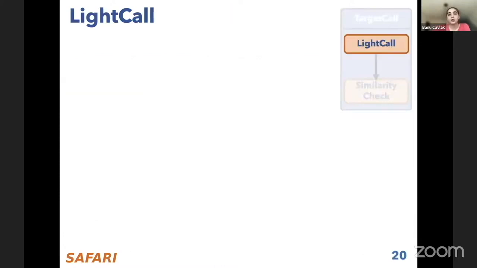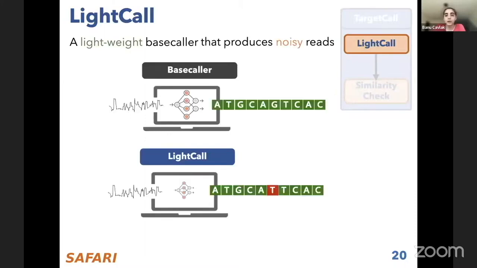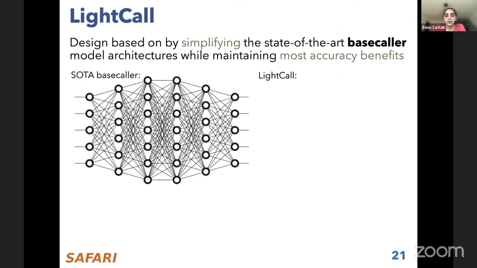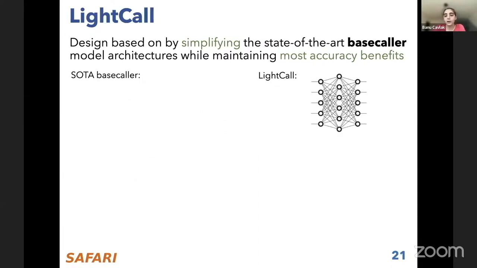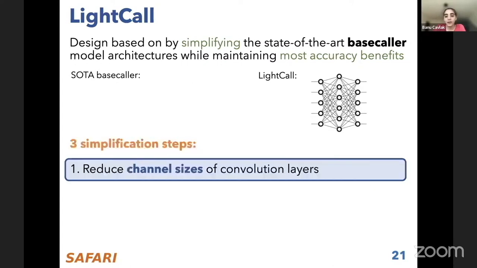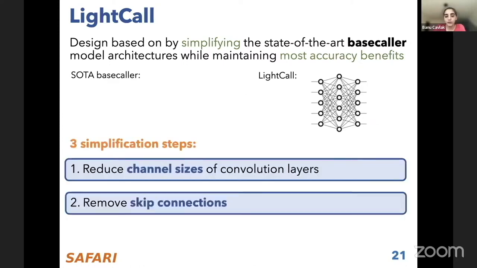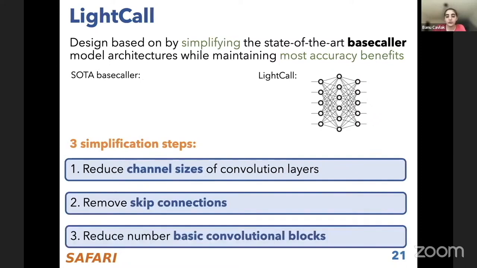Now we can explain our two steps in a bit more detail. The first step is LightCall, which is a lightweight base caller that produces noisy reads compared to the state-of-the-art base callers. LightCall is designed by simplifying state-of-the-art base caller model architectures while maintaining most of the accuracy benefits, but reducing the execution time significantly. We made this simplification in three steps mainly. First, we reduced the channel size of the convolution layers. Second, we removed the skip connections. And third, we reduced the number of basic convolutional blocks in the state-of-the-art neural network models for base calling.